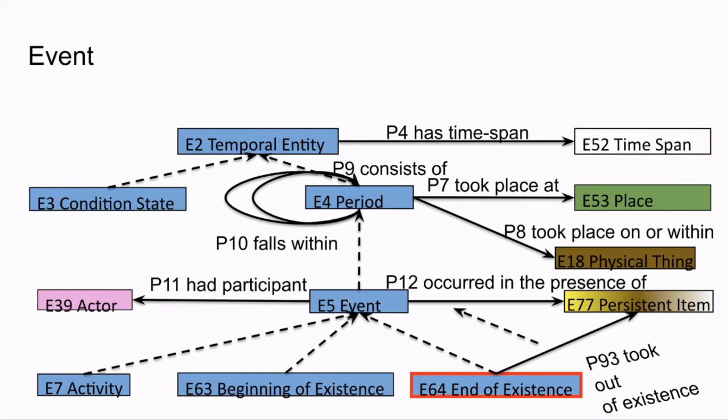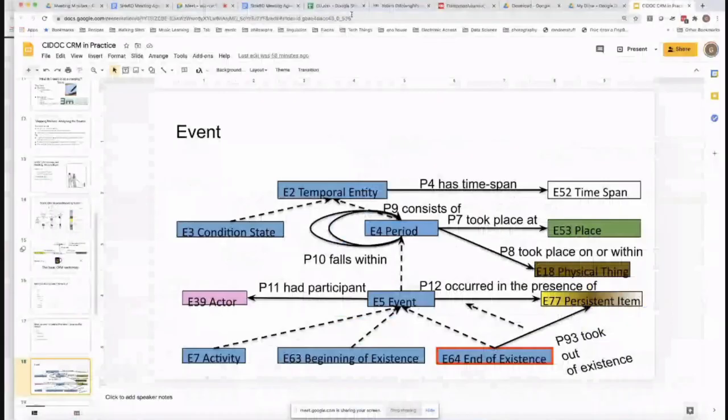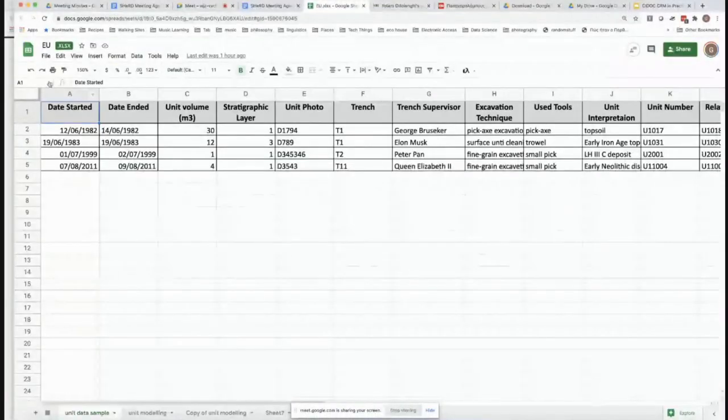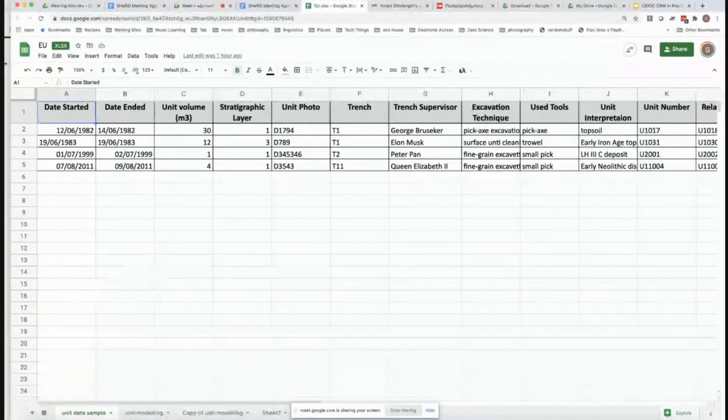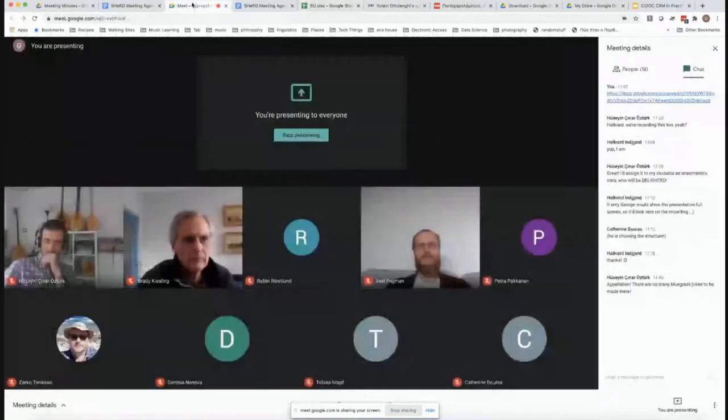So hopefully that's not too abstract. And can you still see my screen?